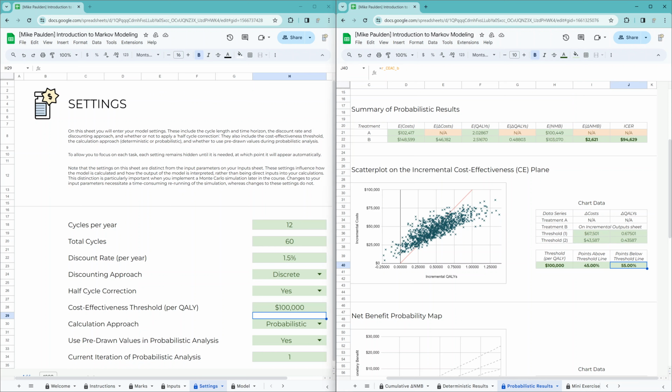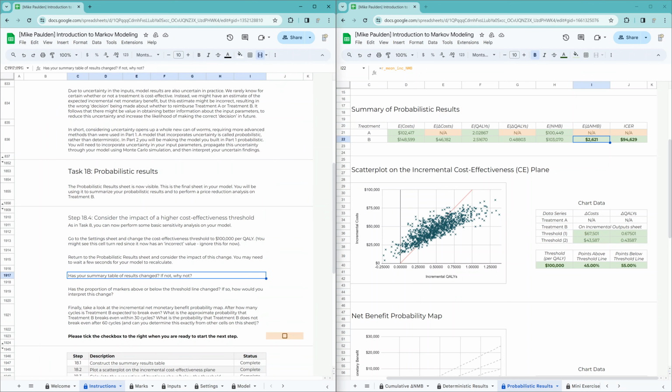You'll notice that the ISA has not changed. The incremental costs and QALYs have not changed, but the expected net benefit has changed because that depends on the threshold. And the expected incremental net monetary benefit is now positive, indicating that on average, it appears that treatment B is cost effective. If I go back to the instructions, has the summary table changed? Yes, the expected net benefit has changed, but the ISA has not. Has the proportion of markers above or below the threshold line changed? Yes. And you'd interpret this as treatment B having a much higher probability of being cost effective now.